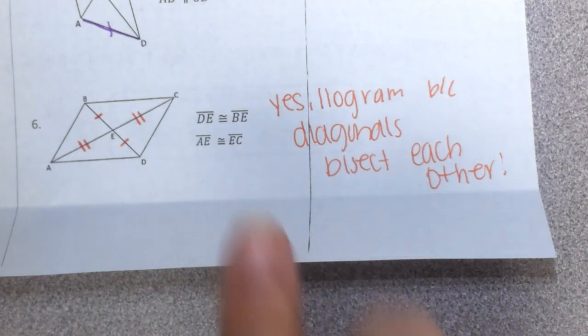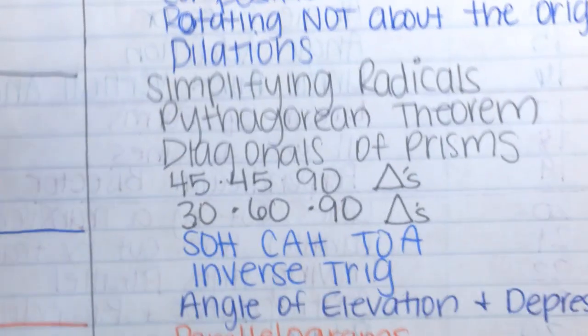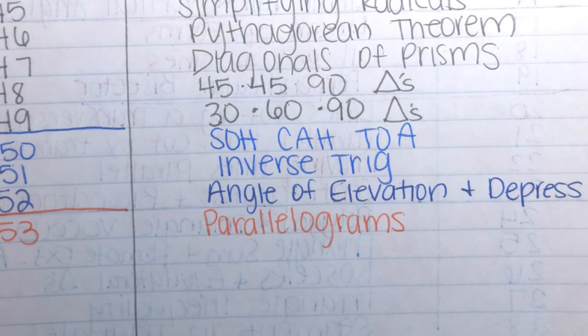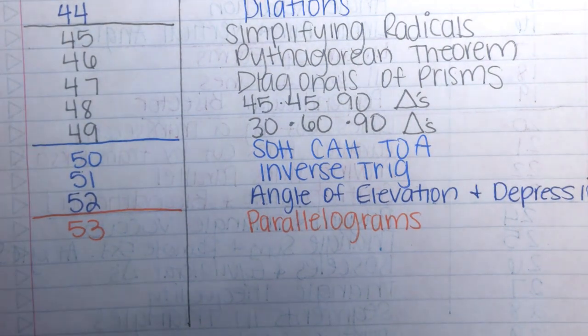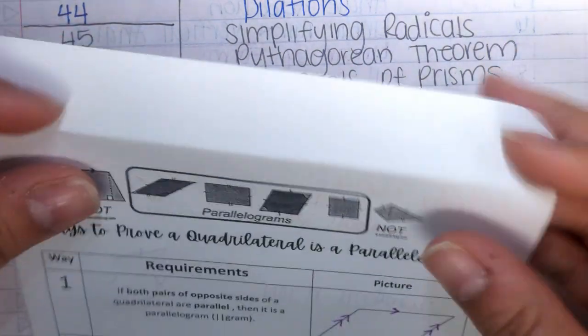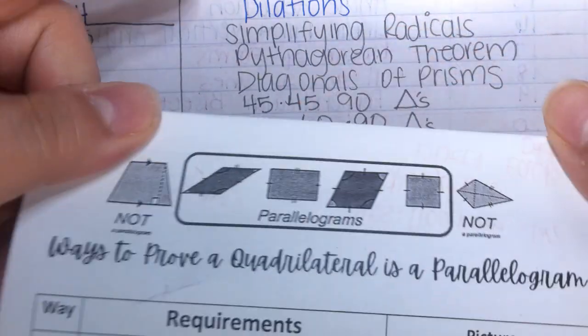Can I change this? All right. This is going to be on page 53, parallelograms. Again, you're folding it at the top and then gluing so that it's like a little flap.